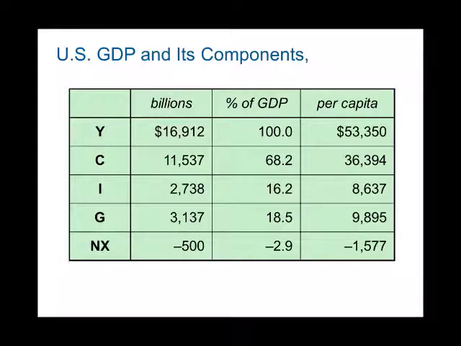In per capita terms, each individual in the US produces about $53,000 worth of goods and services. Out of that $53,000, each individual consumes about $36,000 worth of products, goods and services. So these are on an average. Of course, some people earn much more, some people earn much less, but on an average, an American earns about $53,000. About $9,000 is invested for the future, about $10,000 is paid as taxes, and about $1,500 is used to buy products from abroad.